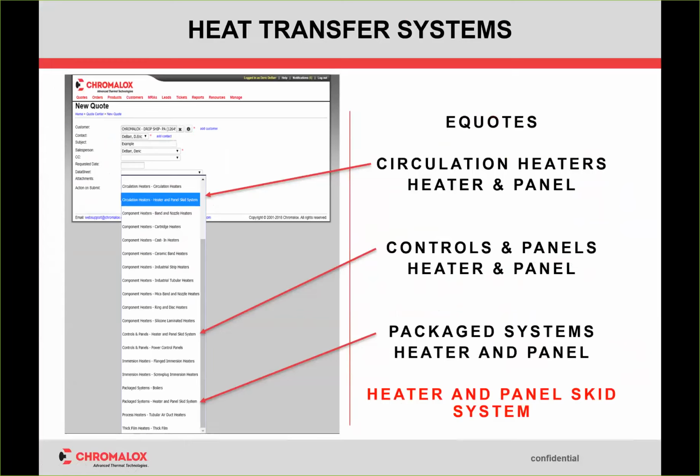And it's just important to acknowledge it and know what you're following through. But if you need, as defined by Chromalox, a heater and a panel, that is a skid system. Well, that could be under circulation heater and a skid. It can also be under control panel option. The data sheet even has heater and panel package systems.